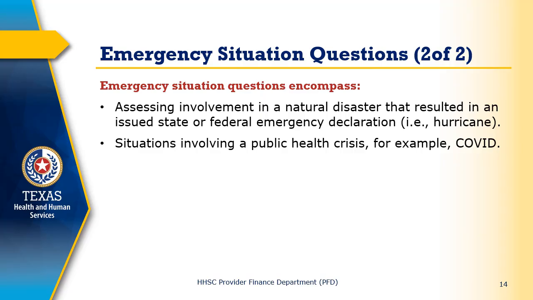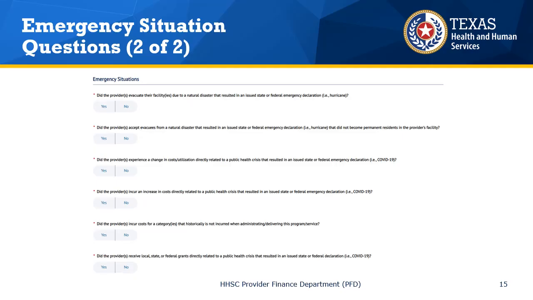An essential aspect involves assessing scenarios related to natural disasters, such as hurricanes, which result in state or federal emergency declarations. Another critical area of inquiry addresses public health crises, as highlighted by circumstances such as the COVID-19 pandemic. By integrating these questions, HHSC PFD aims to enhance preparedness and responsiveness to a wide range of emergency situations. This slide demonstrates the screen view for Section 4 Emergency Situation Questions.